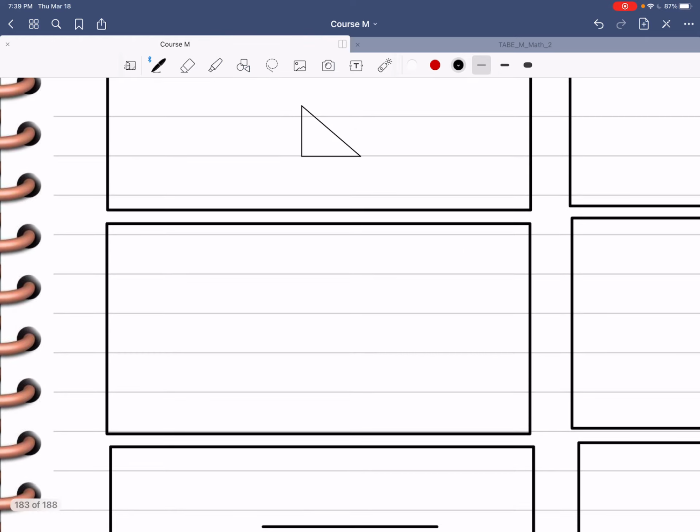A quadrilateral. Quad means four. Lateral means side. So this is a four-sided thing. And it's not a thing, it's a polygon. It's a polygon with four sides and four angles. Not at least four, exactly four.